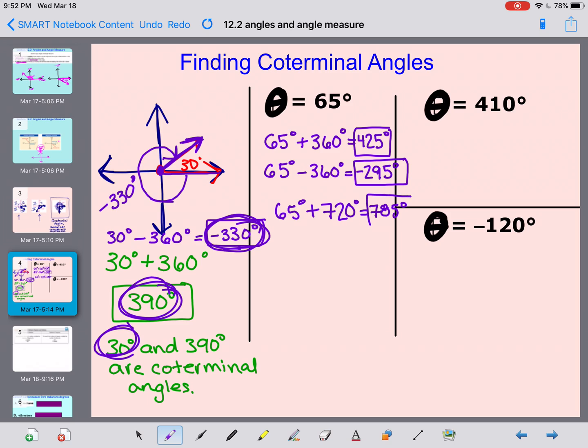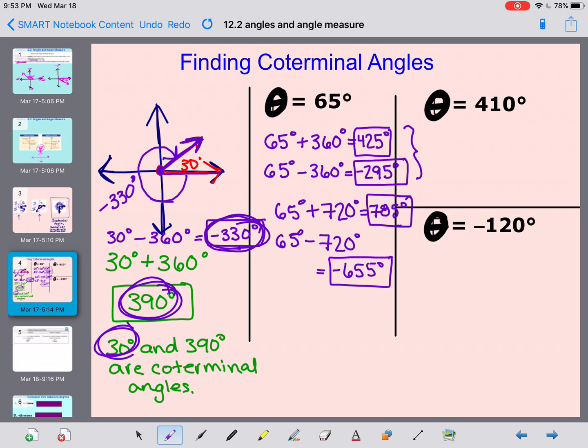So there's another one. Now, on my answer sheet, I usually put the first largest and the first negative one that you get. So if you're checking an answer sheet, you might not see 785 on it, but just know that you're right. You can check with me if you're not sure, right? We also could have done 65 minus 720 degrees, and that's negative 655. So when you're finding coterminal angles, if it says find any positive or negative coterminal angle, just know that your answer might not be exactly the same as the answer sheet, but you might be right. So always check if you're not sure.